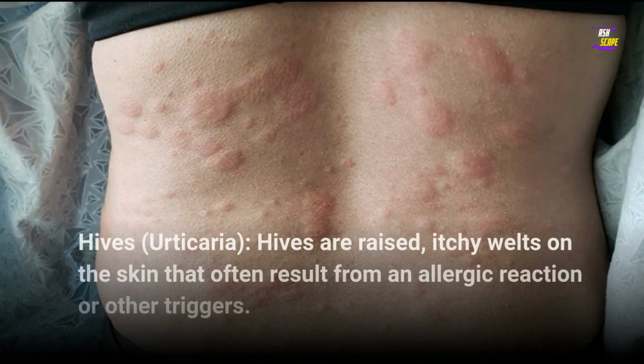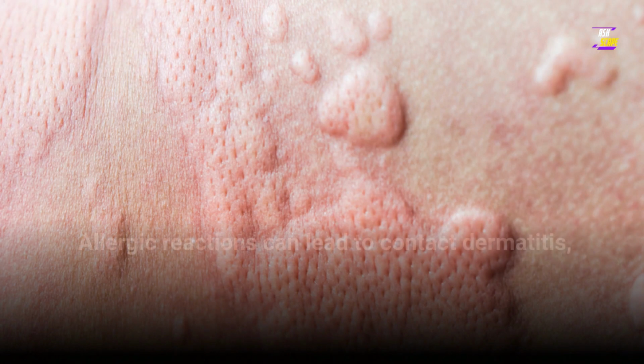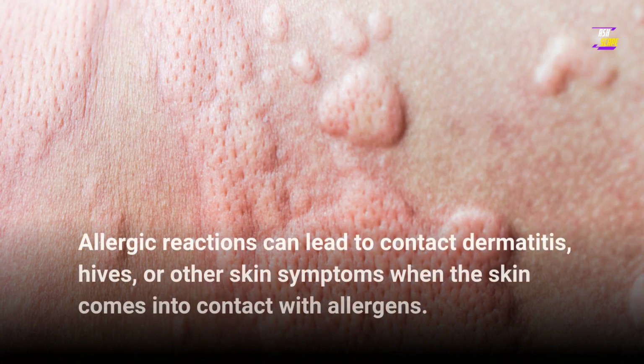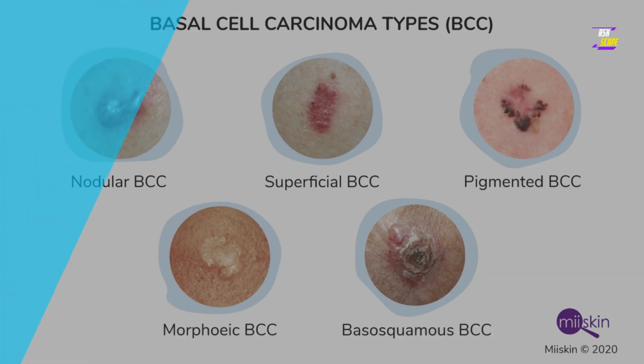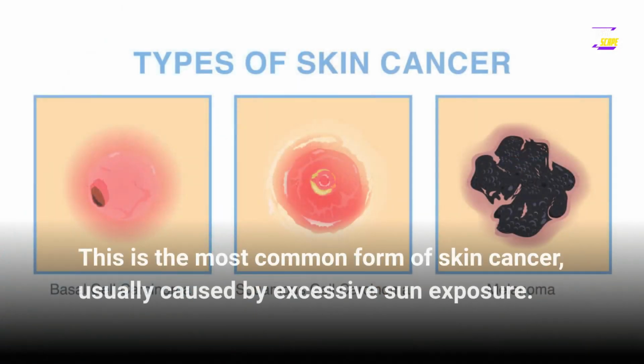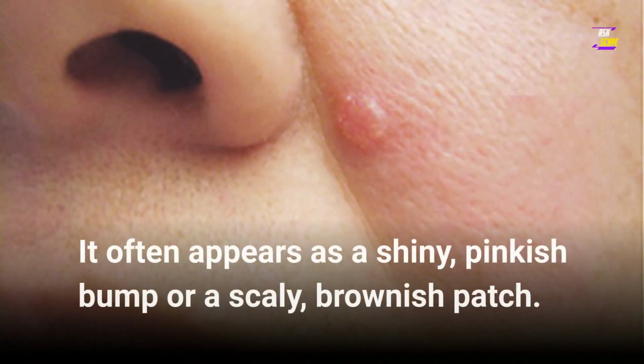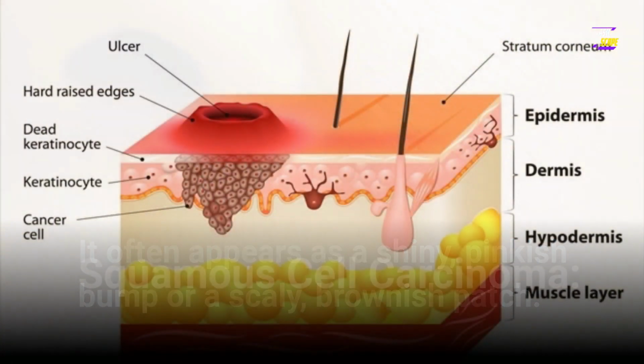Hives, urticaria. Hives are raised, itchy welts on the skin that often result from an allergic reaction or other triggers. Skin allergies. Allergic reactions can lead to contact dermatitis, hives, or other skin symptoms when the skin comes into contact with allergens. Basal cell carcinoma. This is the most common form of skin cancer, usually caused by excessive sun exposure. It often appears as a shiny, pinkish bump or a scaly, brownish patch.